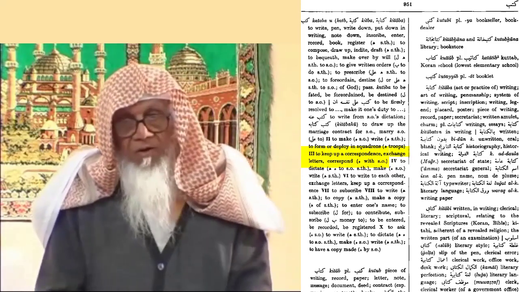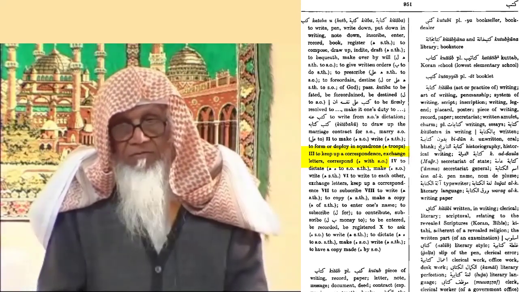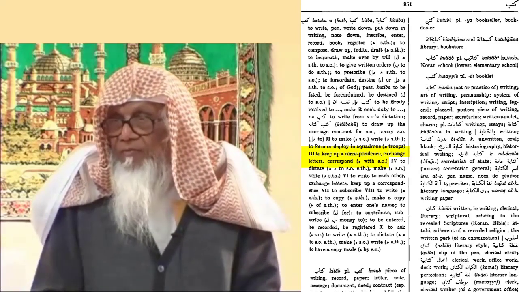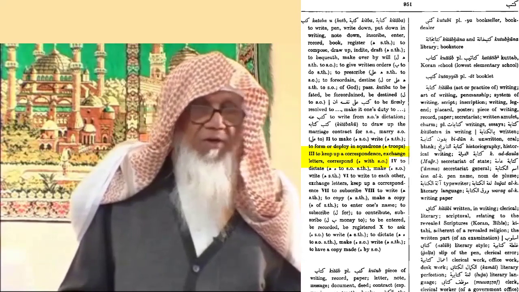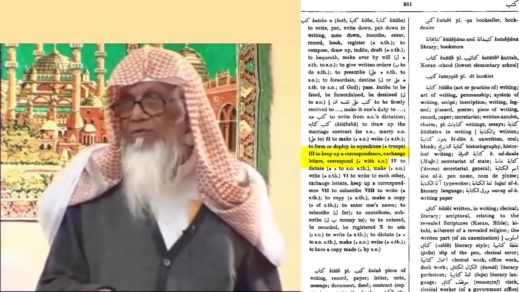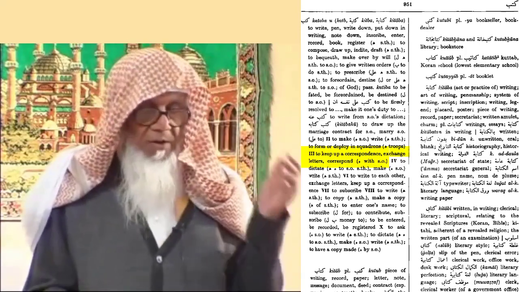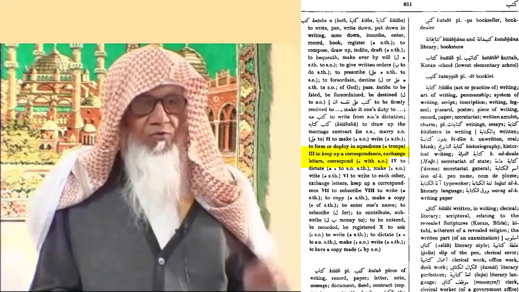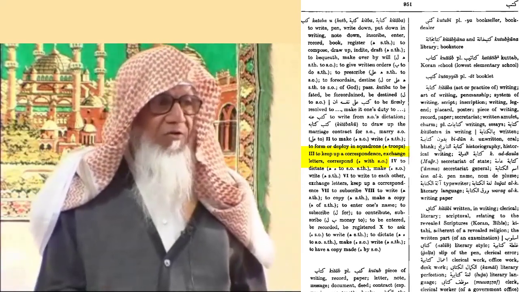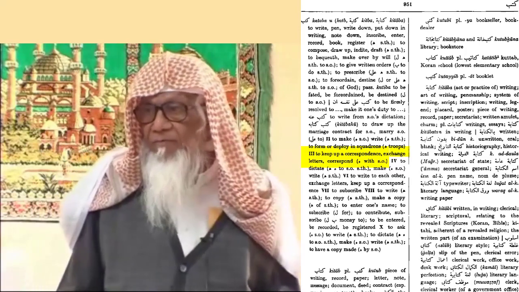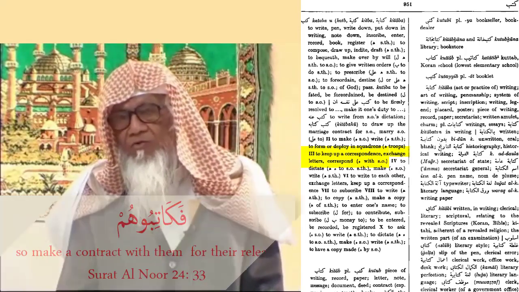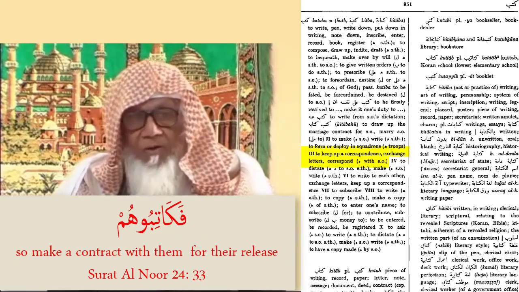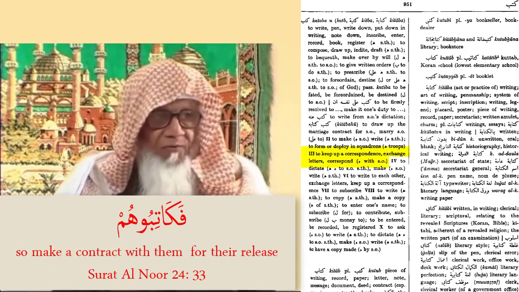What does it mean? That is the contract that a slave gets into with his master to buy his freedom, to purchase his freedom. He will say within a period of 2 years, 3 years, whatever period they agree to, I will pay you, or I will serve you for such a period, I will pay you such an amount of money. That is mukataba. فَكَاتِبُوهُمْ in Surah Al-Nur. So that you will not find.